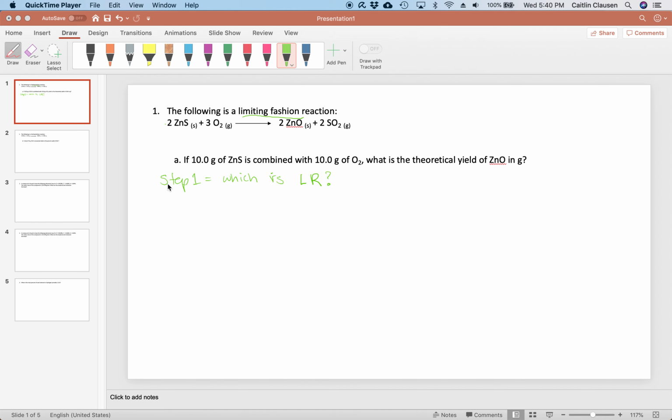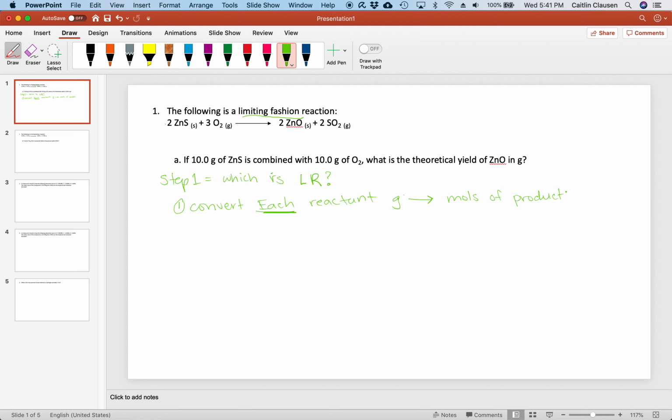So, to find the limiting reactant, you need to first convert each reactant from, in this case, grams. I could be giving you moles, but here I'm giving you grams. You need to go from grams to moles of product. It's your first step.